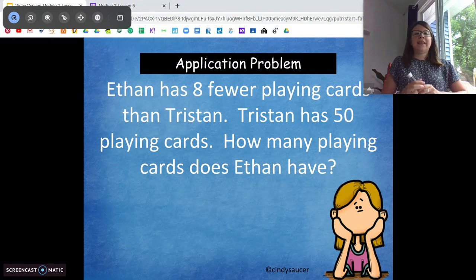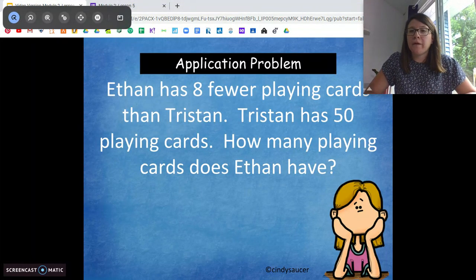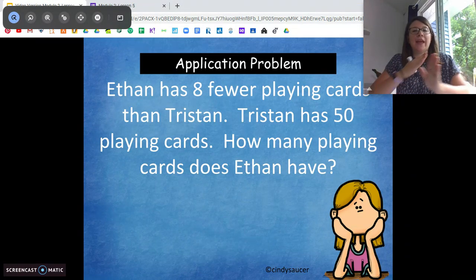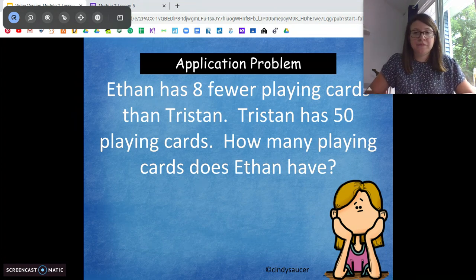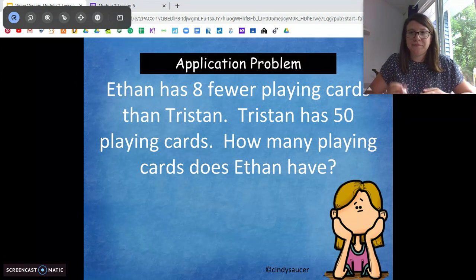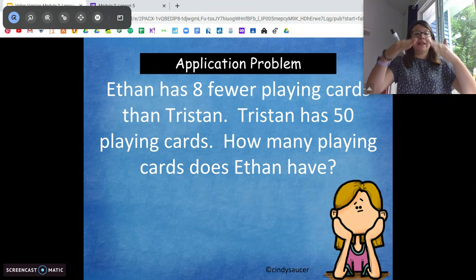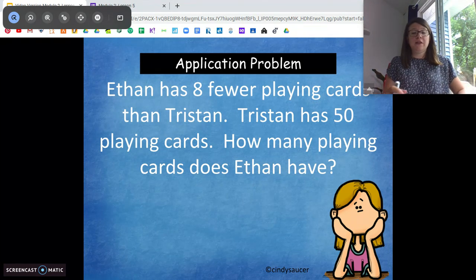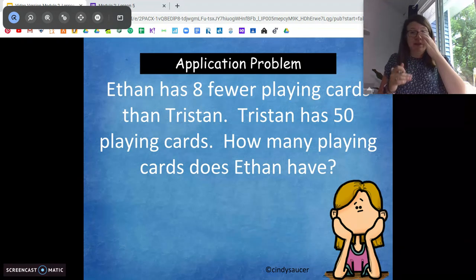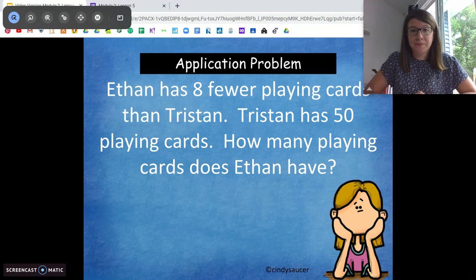Here we go. It says Ethan has 8 fewer or 8 less playing cards than Tristan. Tristan has 50 playing cards. How many playing cards does Ethan have? I want you to take a second, turn and talk to somebody at home, or you can just talk to me. Are we adding in this problem or subtracting? And how do you know? Good. We're going to subtract because we know Ethan has fewer cards than Tristan. So pause the video and solve this on your own now. Unpause when you're ready.